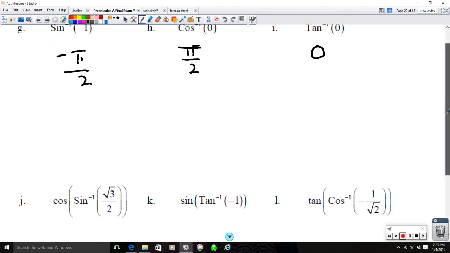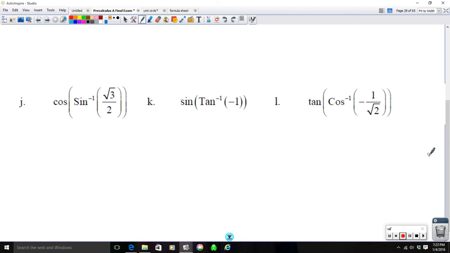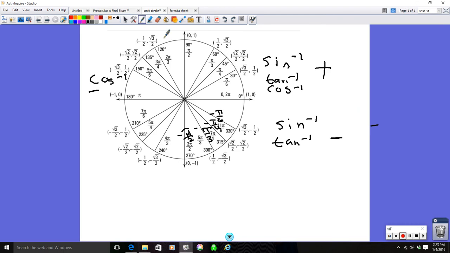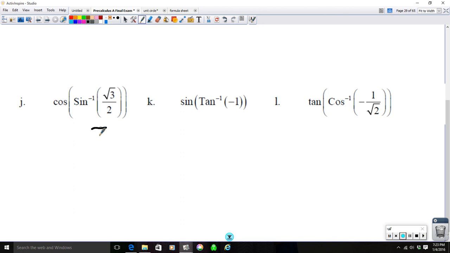Zero, 0 pi means the same thing. Here, if you recall, we work from the inside out. So we're doing a combination of looking at inverse and non-inverse here. So we need to know what's the angle when sine is √3/2. Sine's positive, and sine is √3/2 when we have a pi/3. So I have simplified sine inverse of √3/2, that's pi/3.